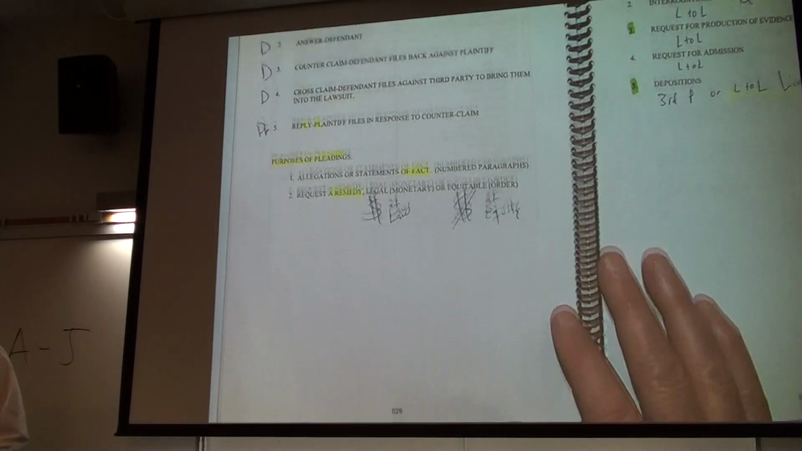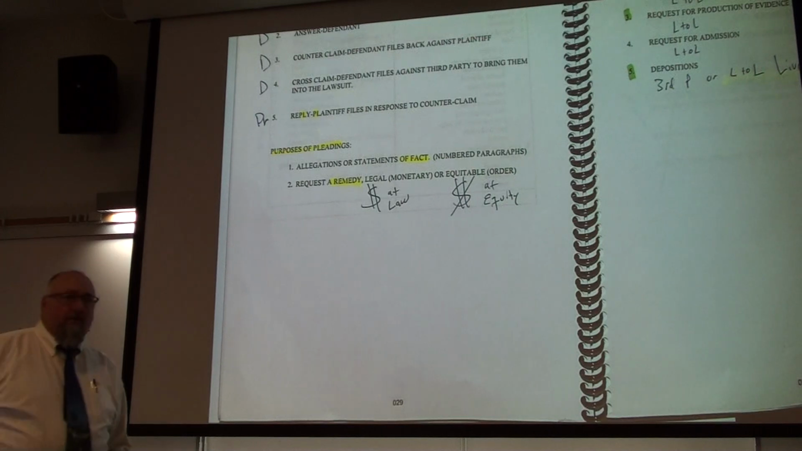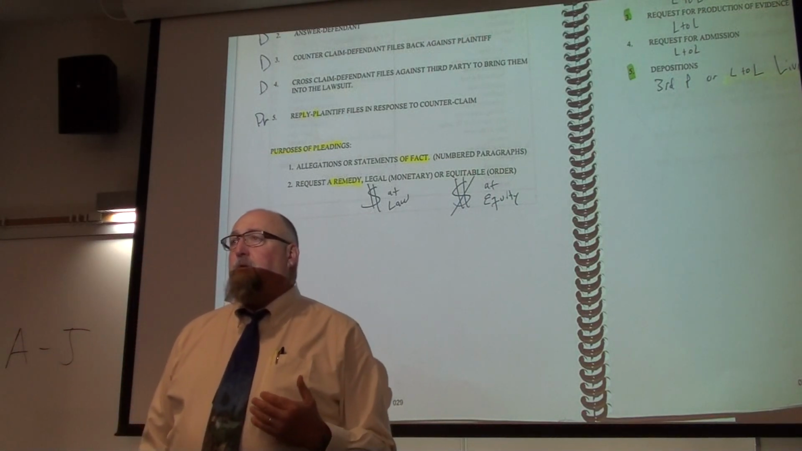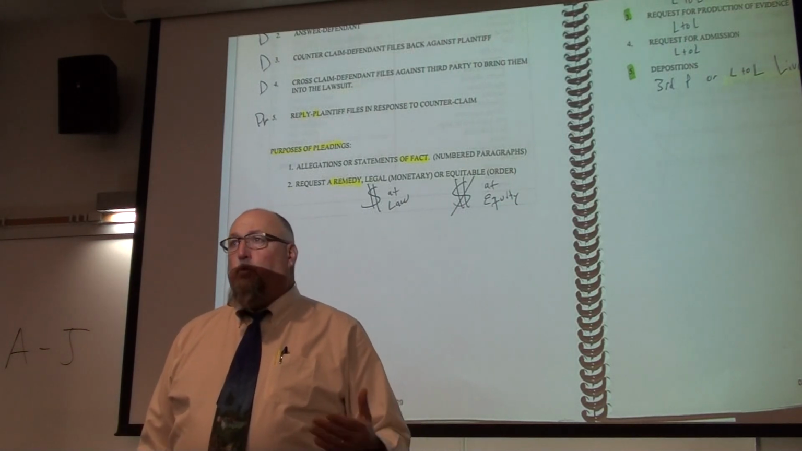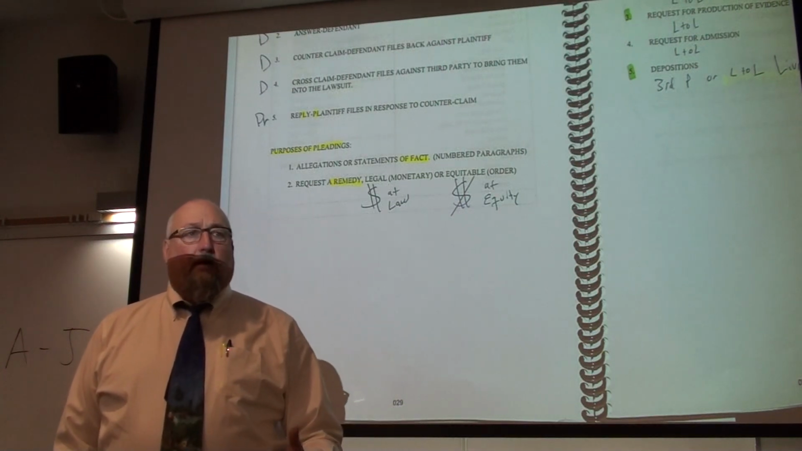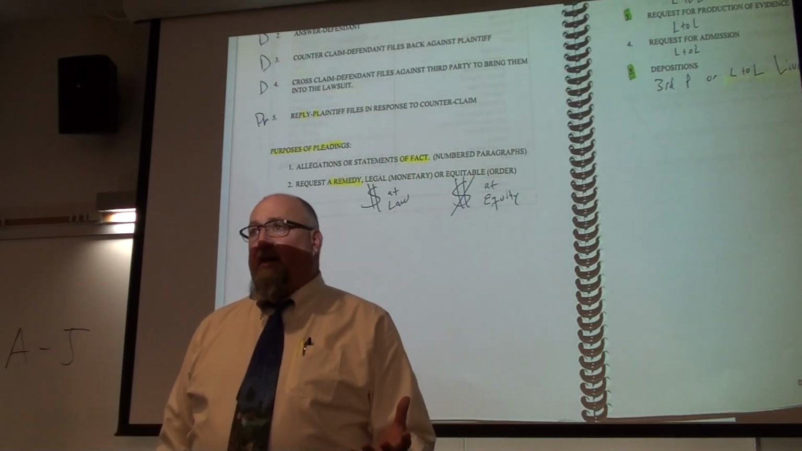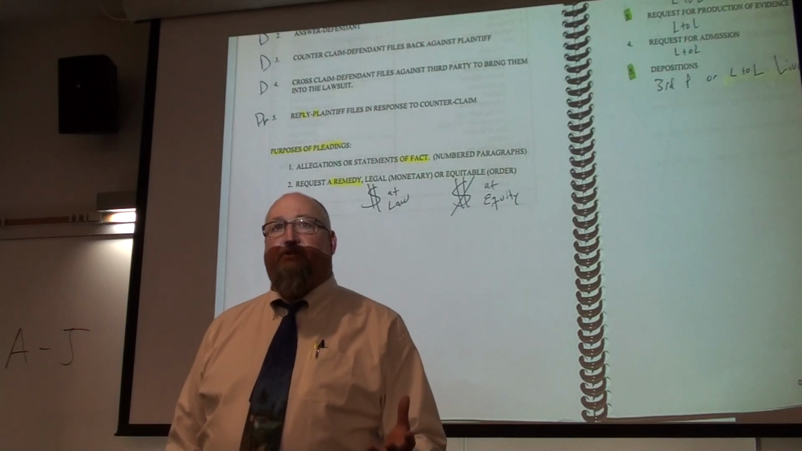The second purpose of a pleading is to request a remedy. The word remedy is a term that refers to what you are asking for if you win the case. What are you wanting to remedy the problem as best as can be done? Now, in our case, we're asking for money. We're asking for $8 million plus attorney fees and costs.